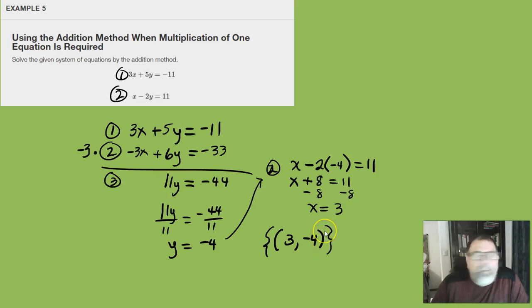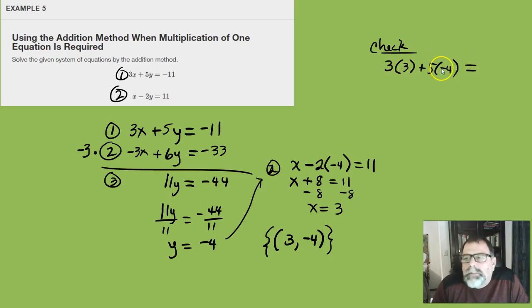And we can check it. We can check it with a calculator. We can check it on Desmos. We can check it by hand algebraically. So let's do that since we haven't done that in a while. So if I do 3 times 3 plus 5 times negative 4, and here normally I would just type this into my calculator and hit equals and see what I get. So I get 9 minus 20, I get negative 11. So that one checks.